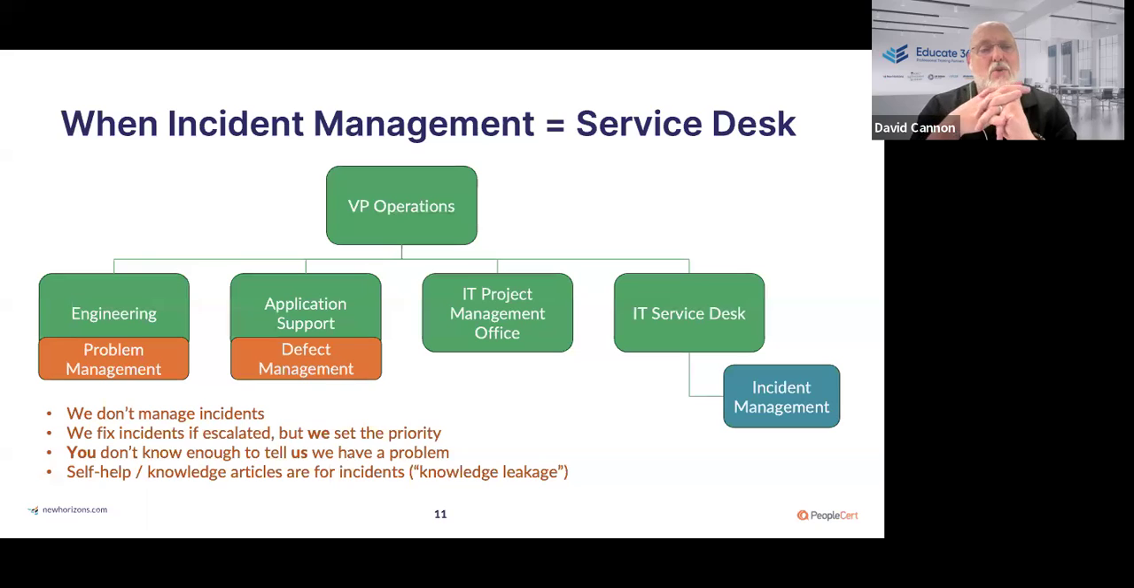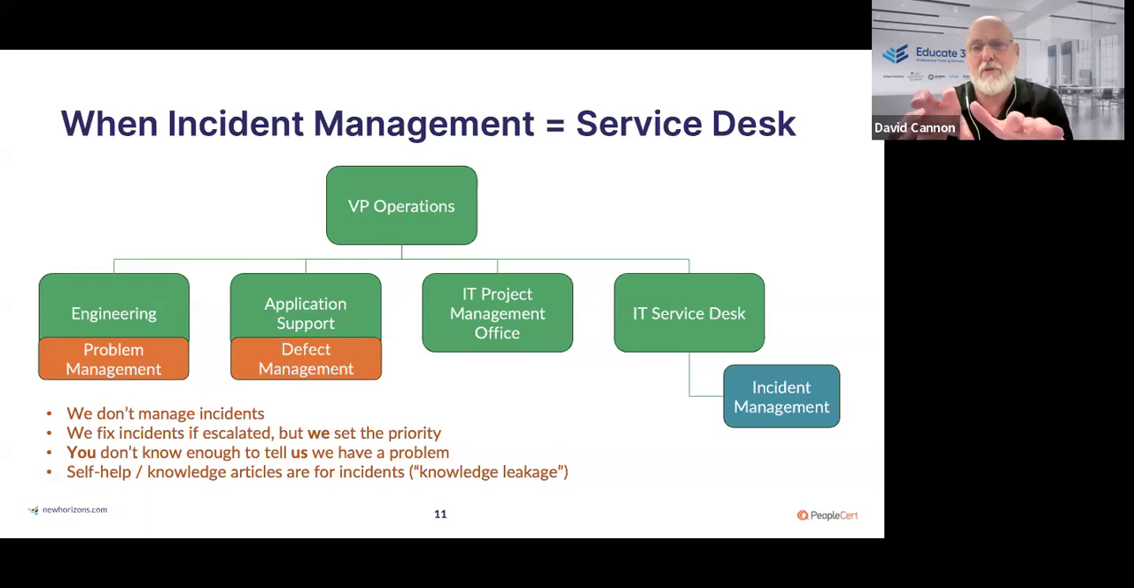And then the final thing is we don't do self-help or knowledge articles. Those are for incidents. We deal with problems. And you then end up with, I'm just going to call it knowledge leakage, where you don't have those learn, do, teach cycles happening. Now, the only way to deal with this is to identify roles and responsibilities across all teams related to incident management.